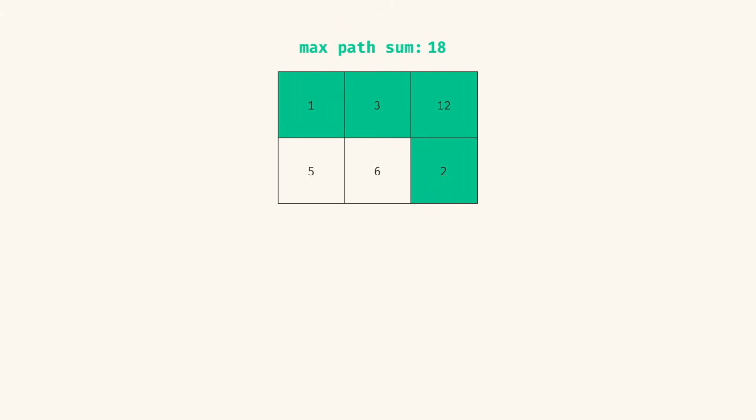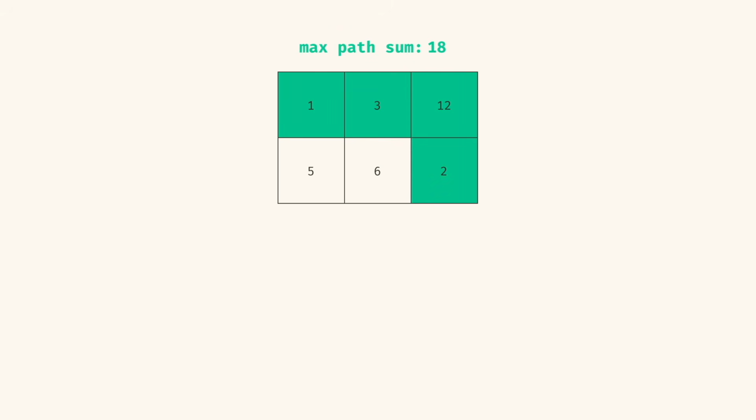In other words, there are a few ways we can travel through this grid. One way would be to use this path, in which case your sum would be 14. Another way would be to use this path, in which case your sum would be 12. And finally, you can use this path, in which case your sum would be 18. And between these three options, I should choose the 18, right? And so that would be the max path sum for this grid.